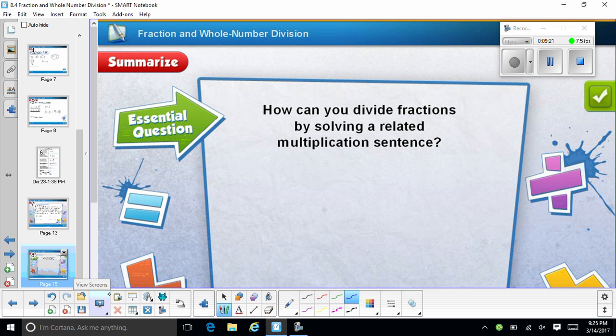Okay, finally, how can you divide fractions by solving a related multiplication sentence? Remember, the related multiplication sentence we're using is keep, change, flip. I should see a 2 to 3 sentence summary on how you go about solving fractions when it comes to dividing. I look forward to discussing this with you in class.